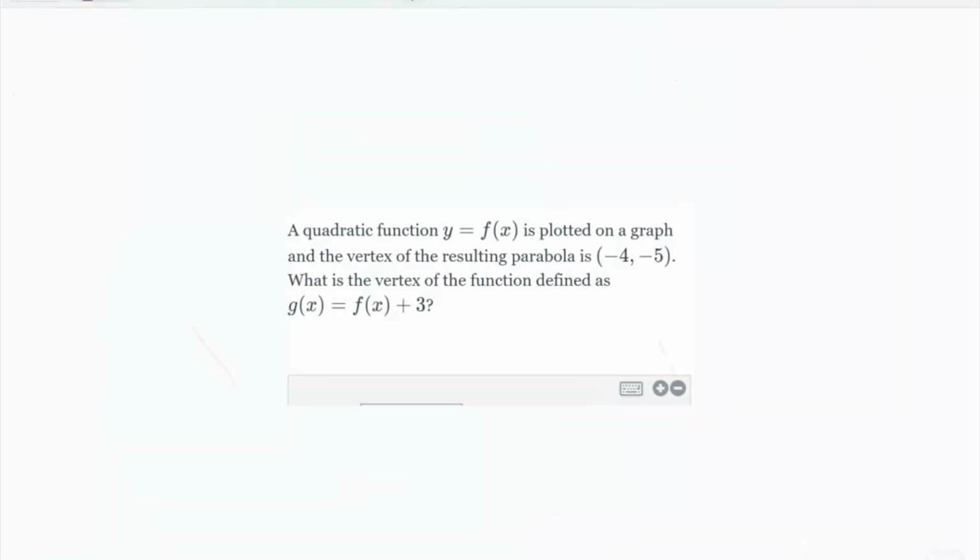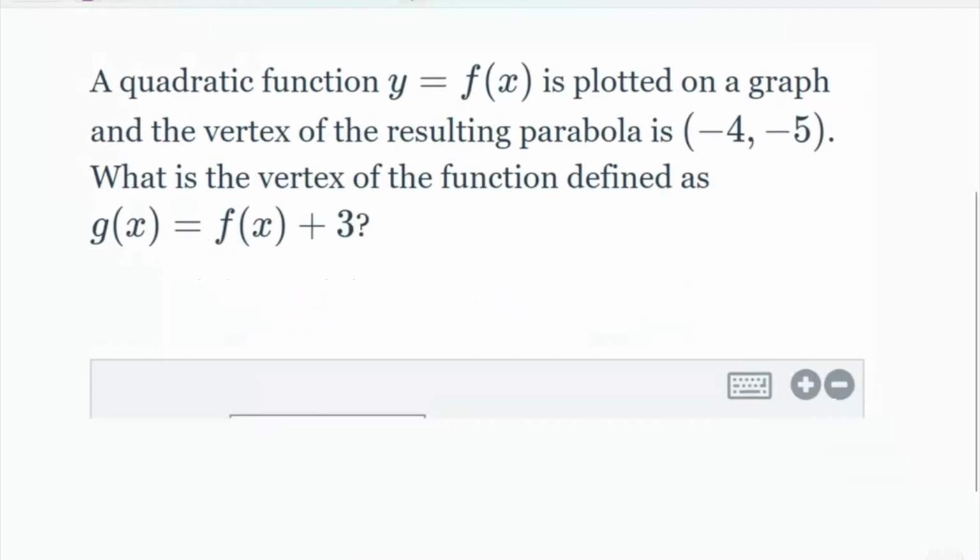All right. So again, you need to know the rules. What is the rule here? What is this +3 going to do? It's going to go up 3, right? And what axis is up 3? The y-axis. So I'm going to come here. This is x and this is y.